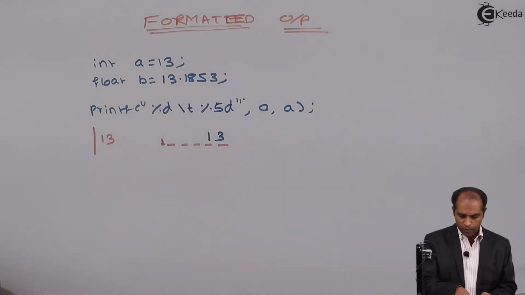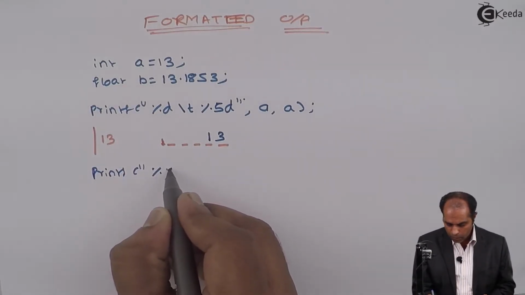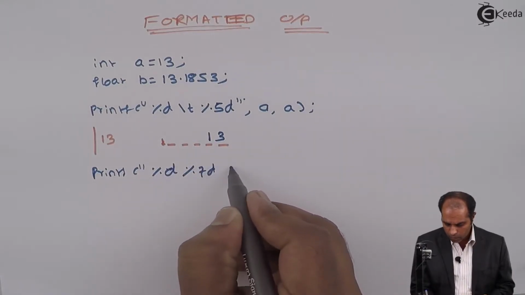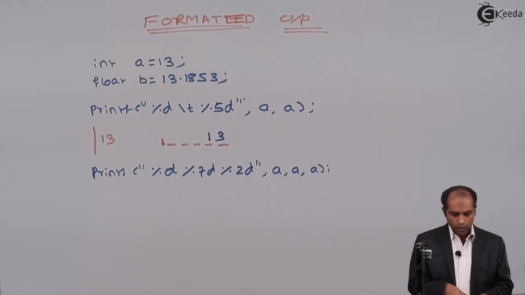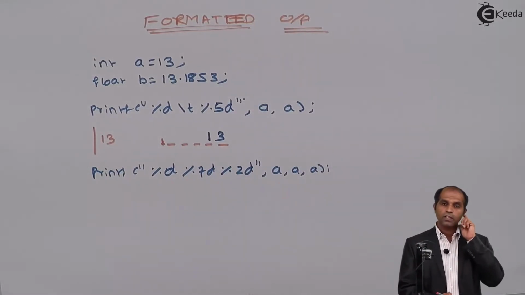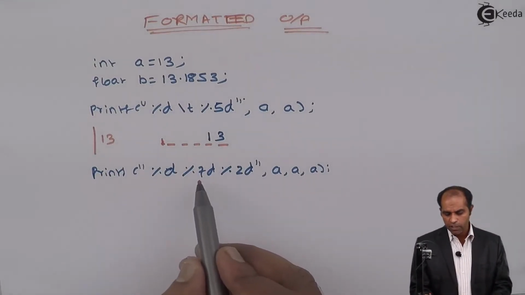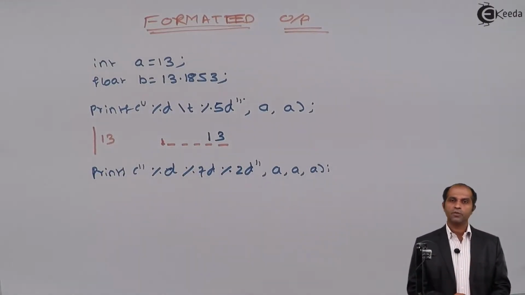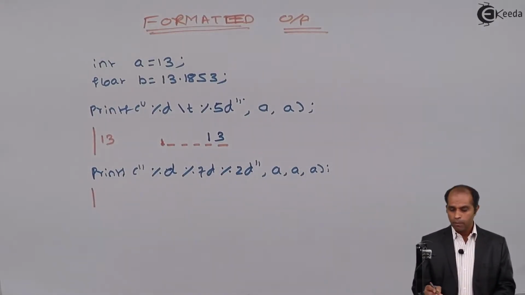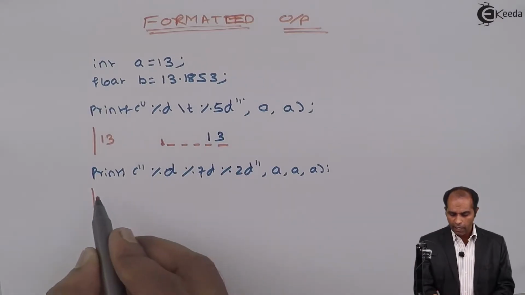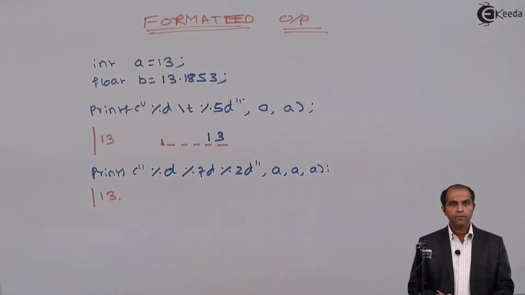Let me try one more printf instruction. Now, I've used a formatted output at this place to display the value of a with 3 separate specifiers: %d, %7d, and %2d. Now, if I assume this as the left hand side of the screen, %d will display the value of a as 13, 1, 3. Now, the cursor is next to 3.